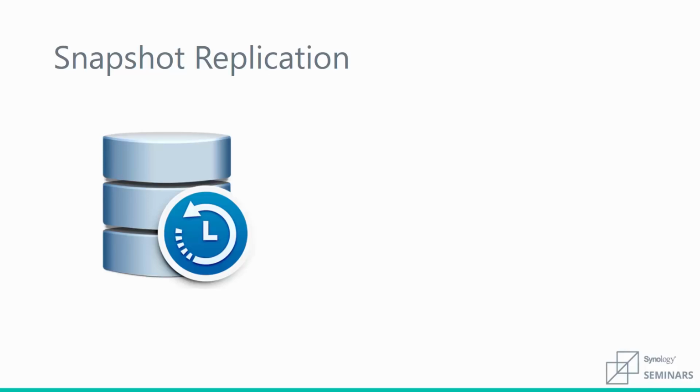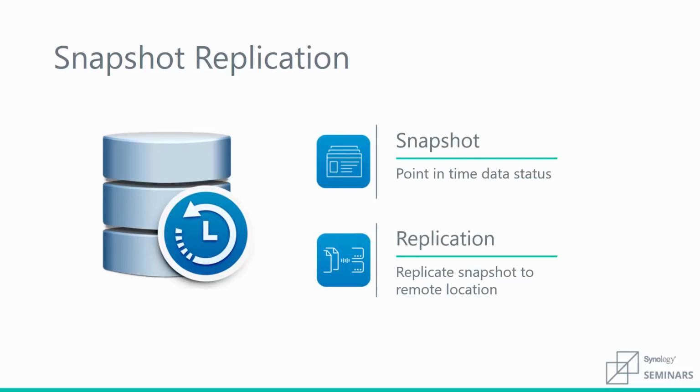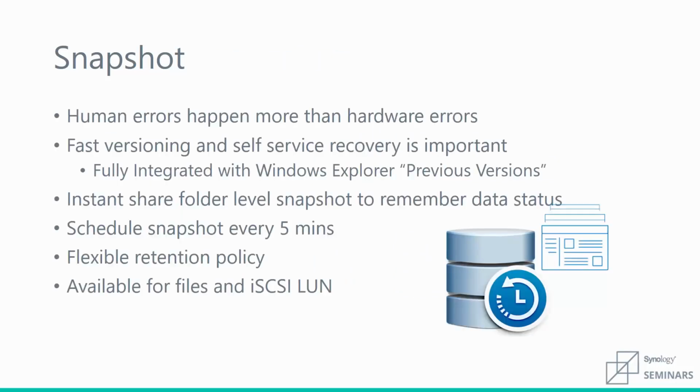So now that you're using high availability and achieving local redundancy of your data and your hardware, what if you want remote redundancy of your data? That is where snapshot replication comes into play. We like to think of this as split into two separate sections, snapshot and replication. Snapshots allow for the point-in-time data status, while the replication is replicating those snapshots to a remote NAS. We're going to start and talk about the snapshot section.